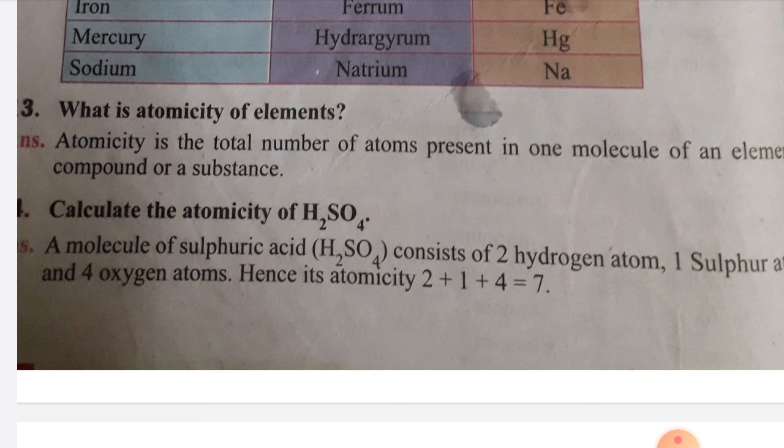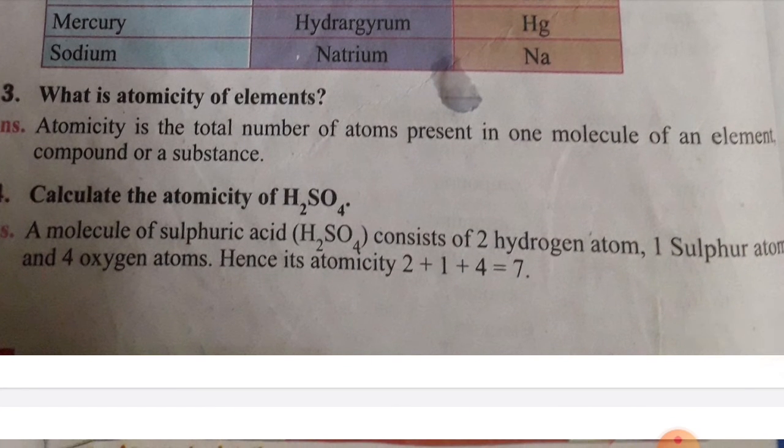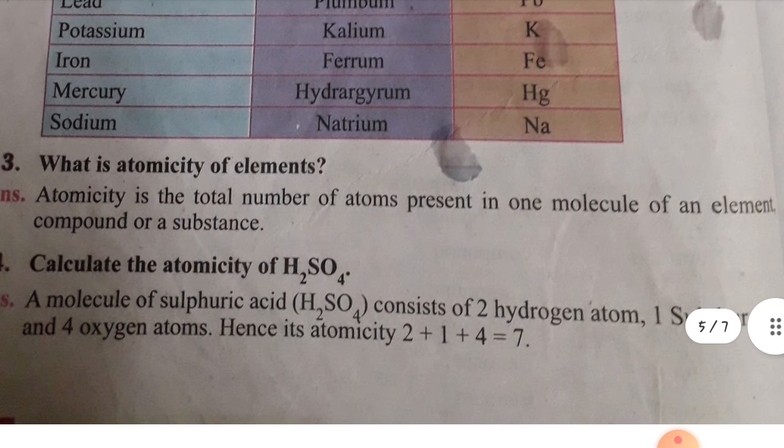A molecule of sulfuric acid, H2SO4, consists of how many hydrogen atoms, children? 2 hydrogen atoms. Only one sulfur atom. There is no number, so you should take one. Okay, one sulfur atom. And how many oxygen atoms, children? 4 oxygen atoms. So totally 2 plus 1 plus 4 is equal to 7. So the atomicity of sulfuric acid is how much? 7. Is this clear, children? It's a very important question.